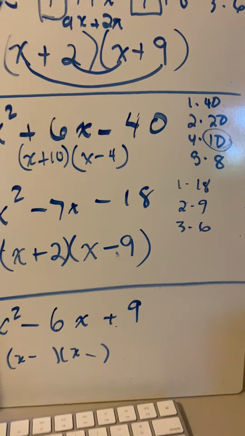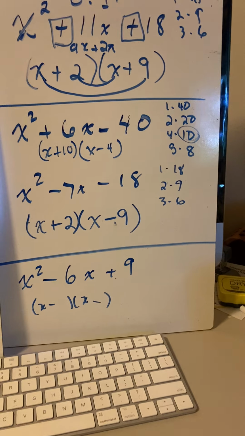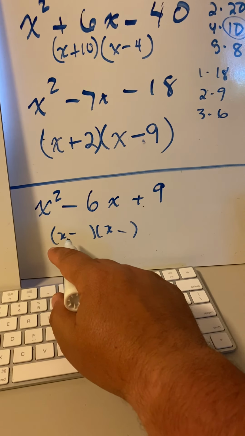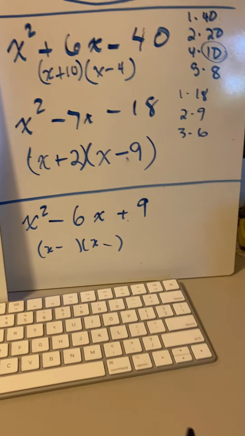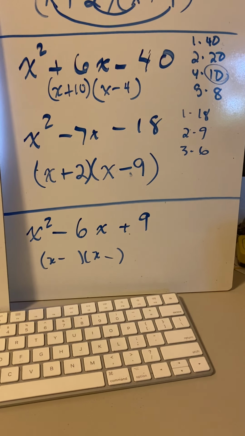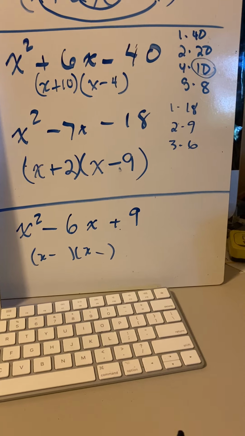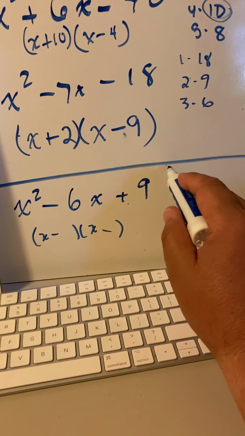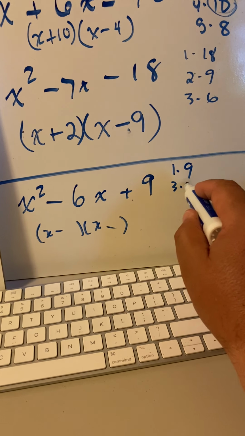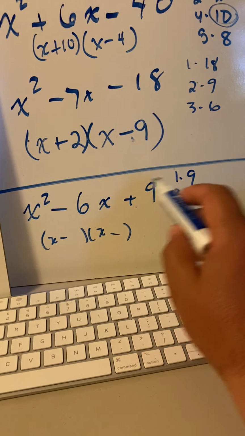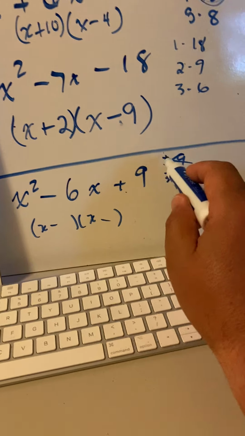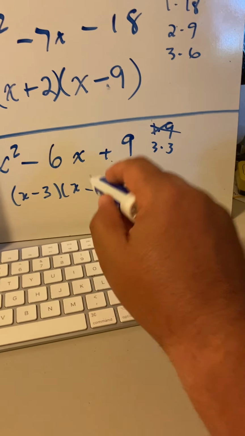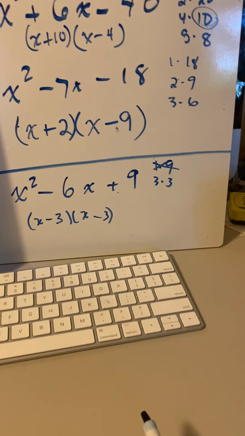Okay, I know I'm flying through this, but you'll get good at this with the more of them that you do. The last one, we know it's x minus, x minus. This is a neat one because it's a perfect square binomial. We know 1 times 9 or 3 times 3. 9 and 1 will never make 6 if you add them together. So it's got to be 3 and 3. And the good news is it doesn't matter where they go. 3 and 3 have to go there.